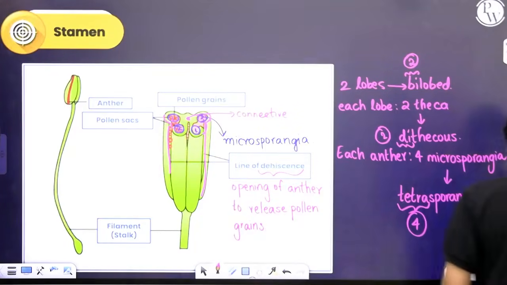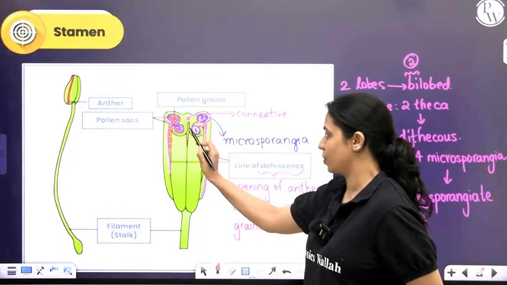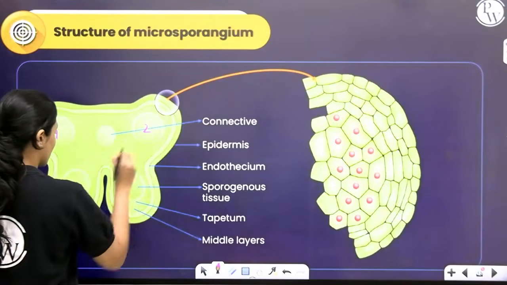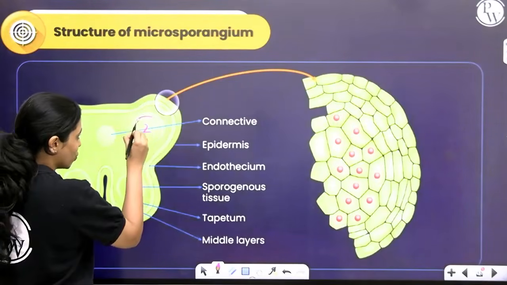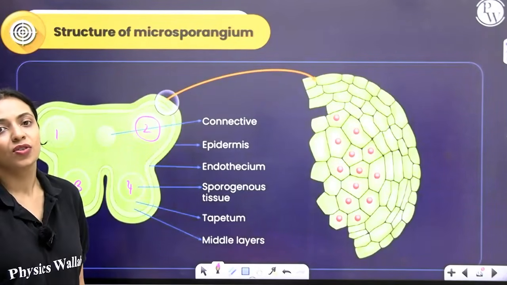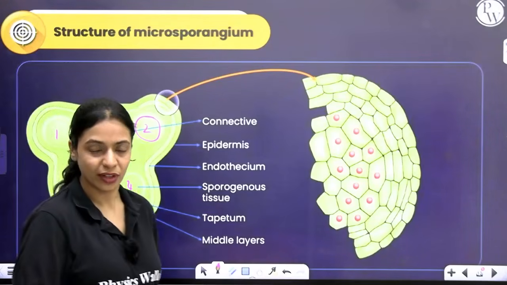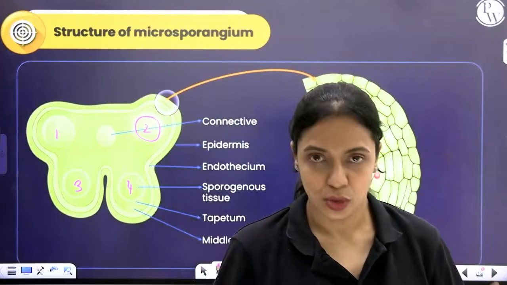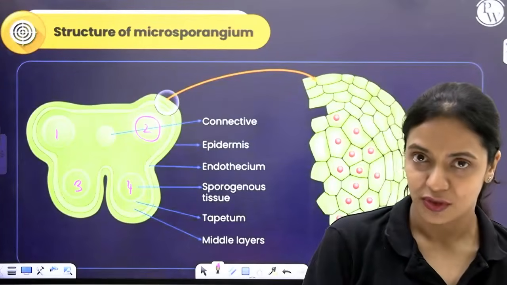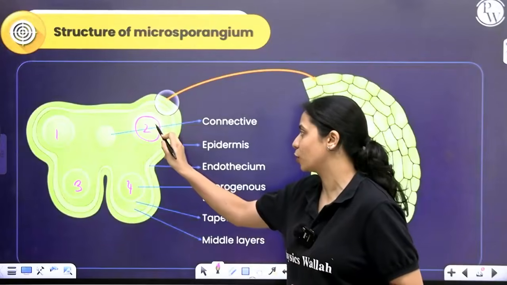Okay, now let's talk about the structure of one microsporangium here. There are 4 of them in the anther. As you can see here, this is 1, this is 2, this is 3, this is 4. It's right within this microsporangium where pollen grains are produced. So microspores or pollen grains are very important because they will give rise to the male gametophyte, and that is what will form the male gametes for the continuation of generation. Very precious, important kinds of cells are going to be produced here.